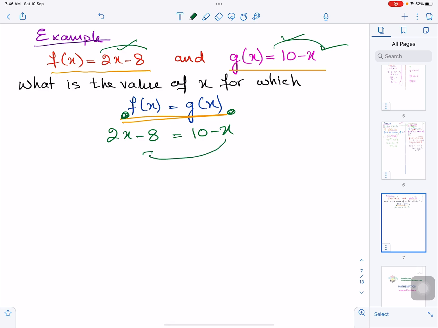Now I'll bring x here and 8 here. Just like algebra, it is minus x, it will become plus x. This 8 will go to the other side. It is minus. It will become plus. So this will give you the value of x.